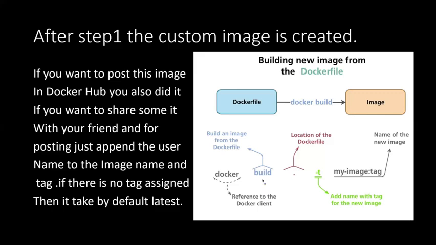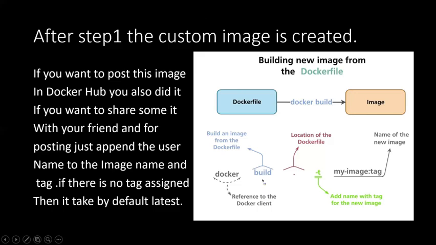Okay. So for posting, just append the username. This will build a custom image on your desktop. If you want to share it on Docker Hub, just append the username here, where the tag position is, slash username slash this, and all of the stuff is the same. If there is no tag assigned, then it will take latest by default.